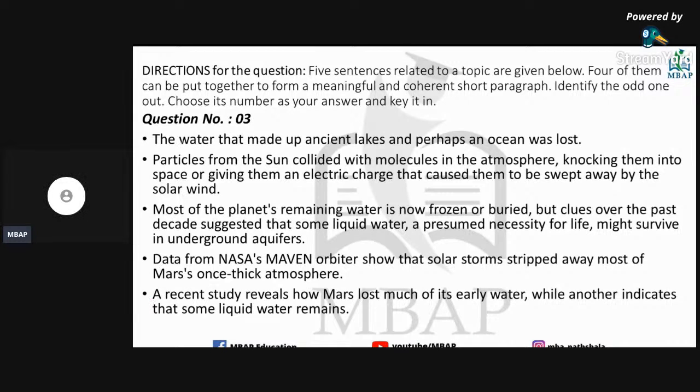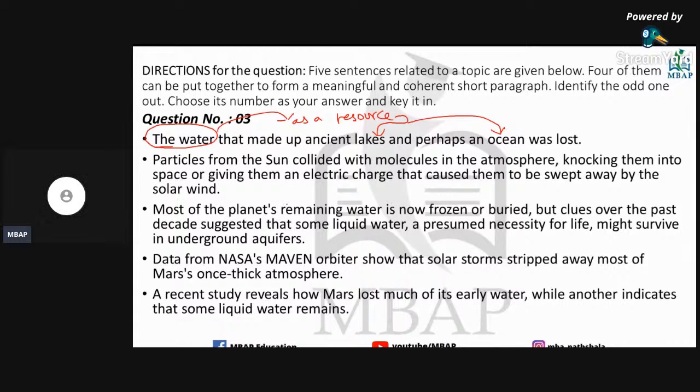Okay, let's read. The water that made up ancient lakes and perhaps an ocean was lost. So it talks about water as a resource, right? In the form of lakes and ocean. Am I correct? Is this clear? The moment you read sentence one, this is clear, right? It talks about water as a resource in the form of lakes and oceans, and it is a negative sentence.